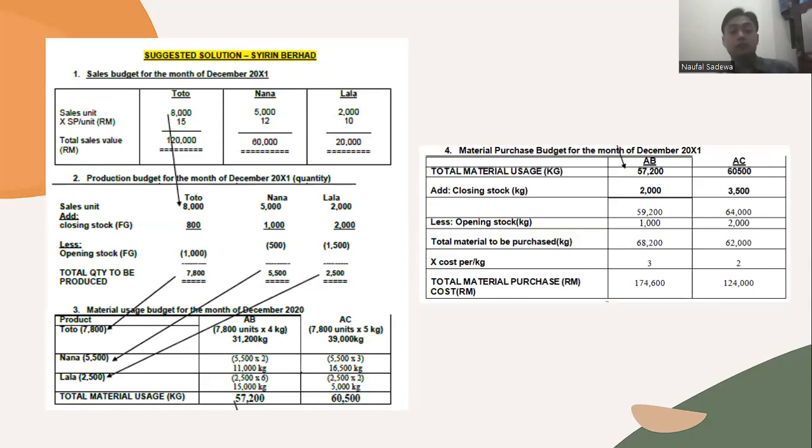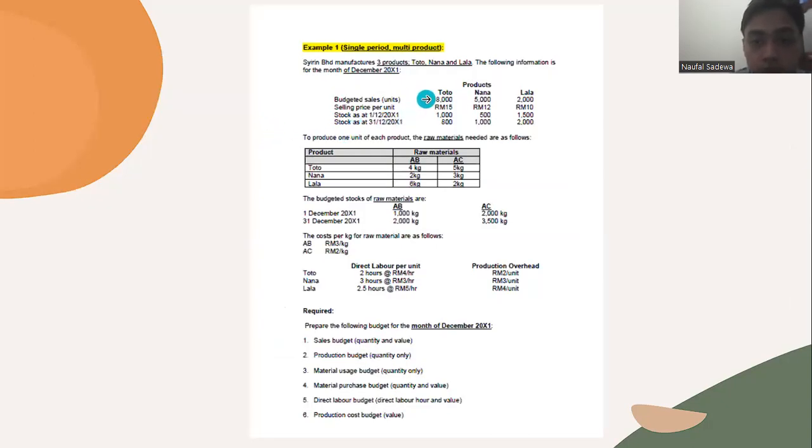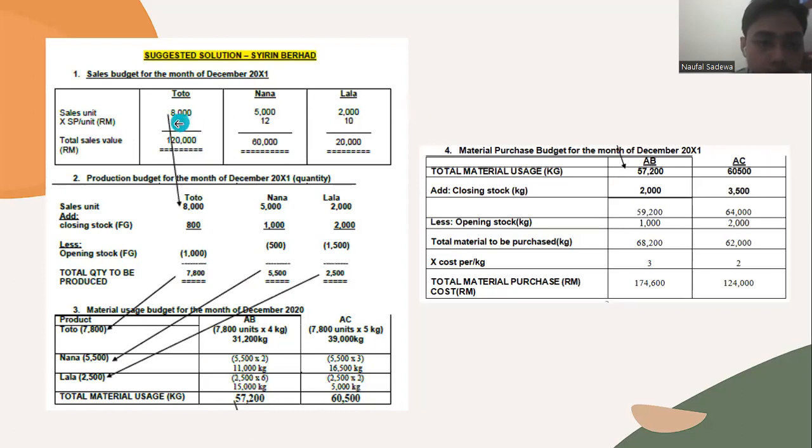So this is the solution that we can do. First of all, we have to find the sales budget for the month of December 2021. Here we have to calculate the sales units, which we can get from the question, times the selling price per unit. After that, we find the total sales value. You can see here Toto has 120,000, Nana 60,000, and Lala 20,000. And the next is we have to find the production budget for the month of December 2021.